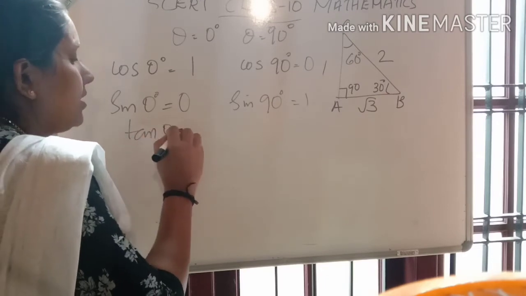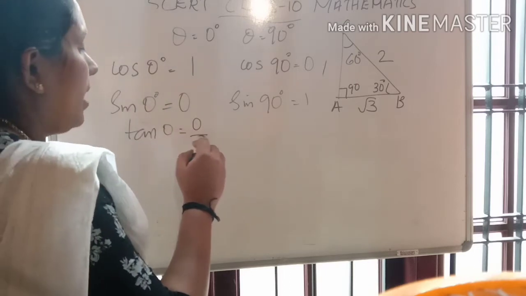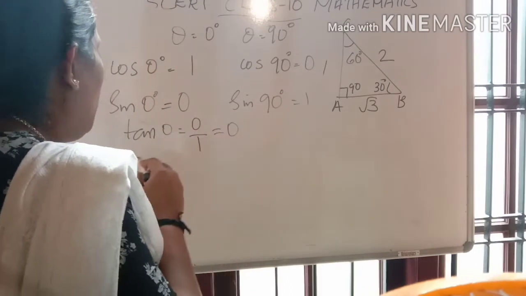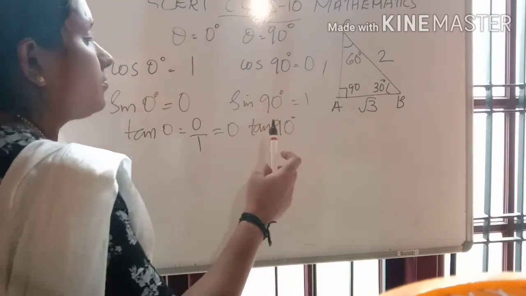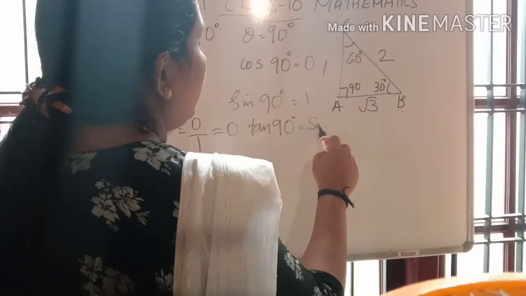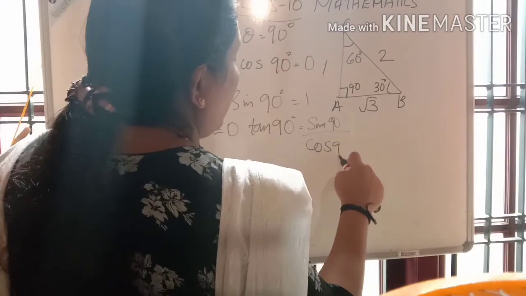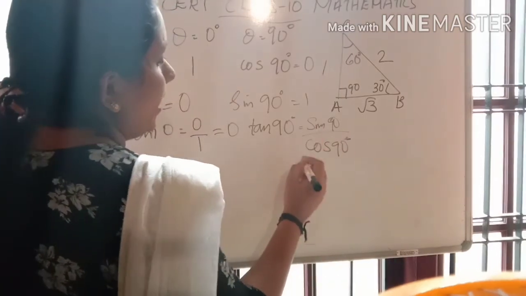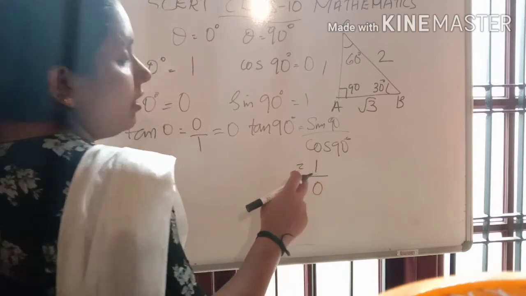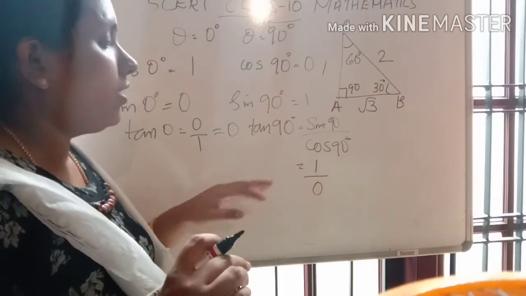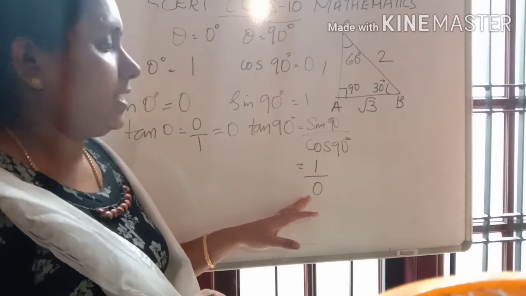Tan 90 is equal to sin 90 by cos 90. So sin 90 is 1, cos 90 is 0. As a fraction, the denominator cannot be 0 because the value is undefined. So we don't know the value of 1 by 0, that is undefined. Okay.